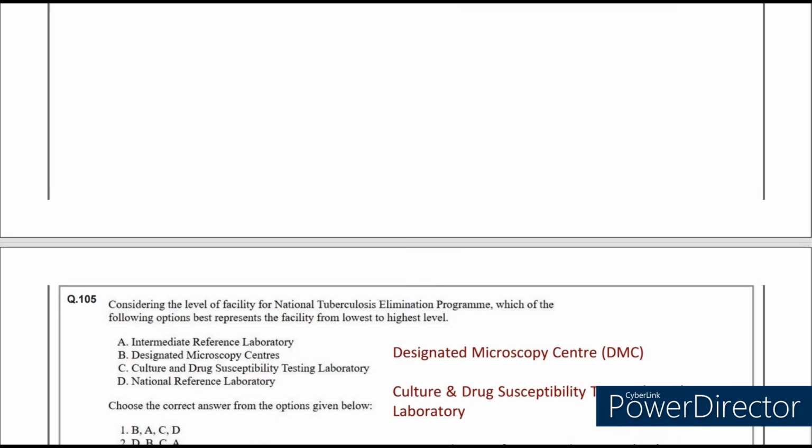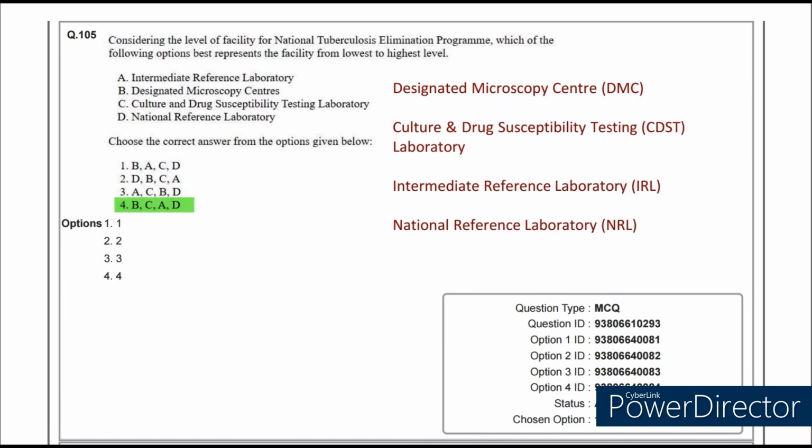And now coming to question number 105, it is a question on TB elimination program facility, asking the order from lowest to higher level. So first it starts from DMC, that is nothing but Designated Microscopy Center, followed by CDST, that is Culture and Drug Susceptibility Testing Laboratory, and third is the Intermediate Reference Laboratory, that is IRL. The last should be the National Reference Laboratory, that is NRL.